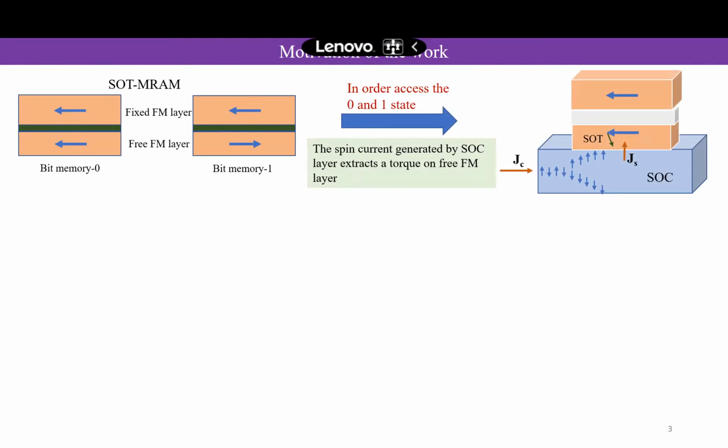Now, in order to access this 0 and 1 state in the device, what we need to do is put a material having a high spin orbit coupling below this device, and pass a charge current. Due to the spin orbit coupling of this material, a spin current gets generated via the spin Hall effect. This spin current goes to the free ferromagnetic layer, and the magnetization of this free ferromagnetic layer can be reversed using what is called the spin orbit torque.